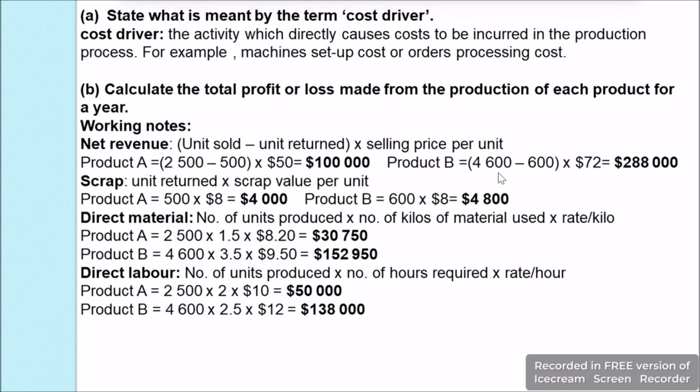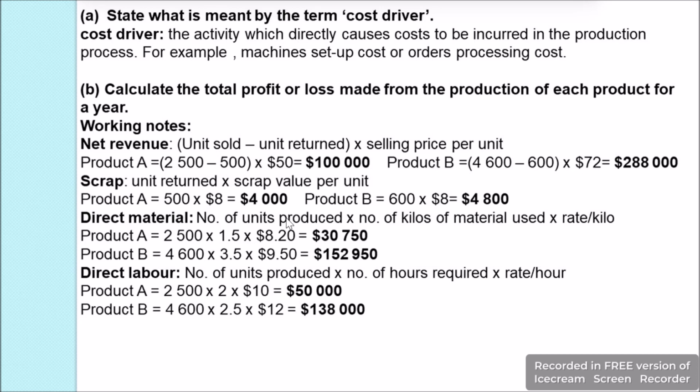And for product B, it will be 4,600 minus 600 times 72, and the value will be $288,000. Then the units which have been returned will have a scrap value of $8. So for product A, it will be 500 times 8, which will be $4,000, and for product B, it will be 600 times 8, which will be $4,800.